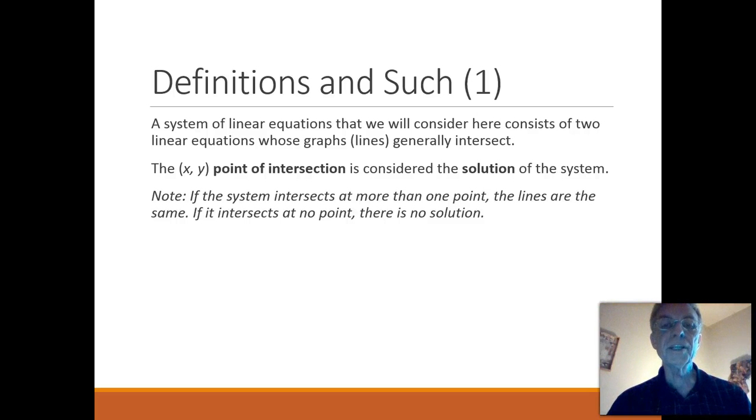If the system intersects at more than one point, in other words, if the two lines are intersecting at more than one point, then the lines are the same line. If it intersects at no point, there is no solution. And the only way that's going to happen in a two-dimensional system like what we're talking about here would be if the two lines are parallel.